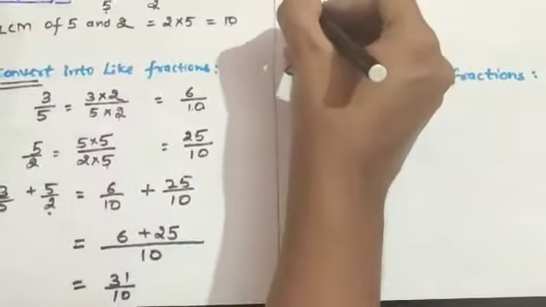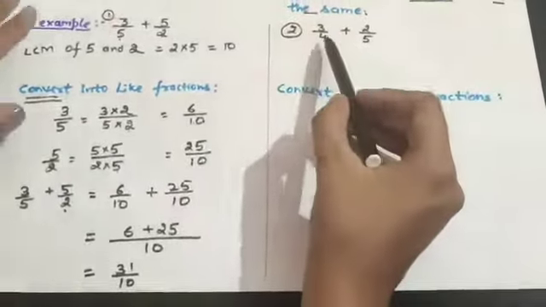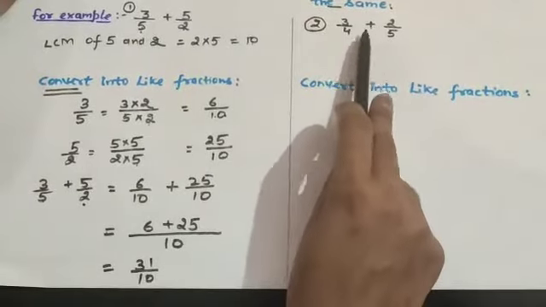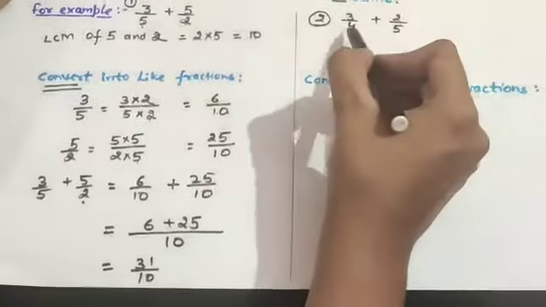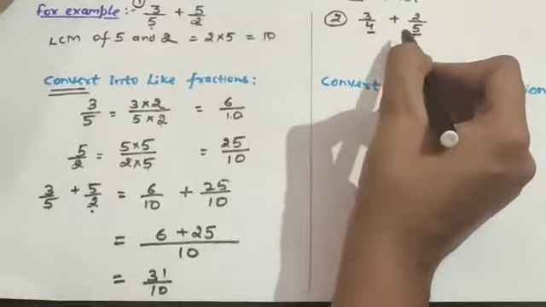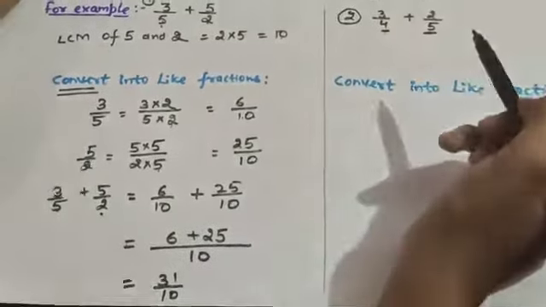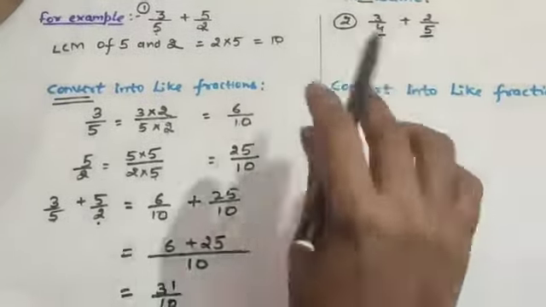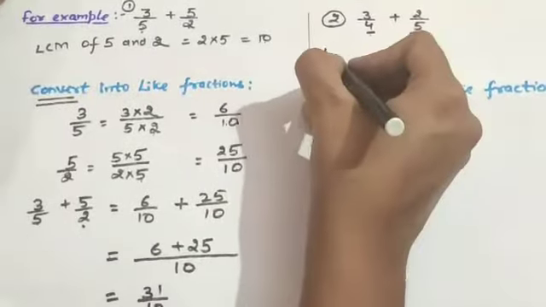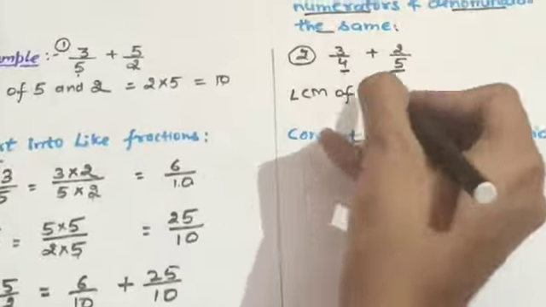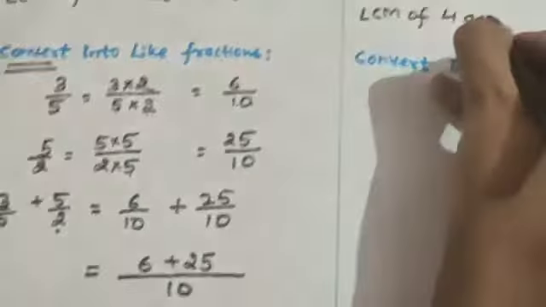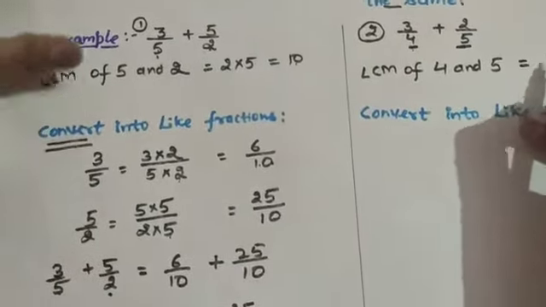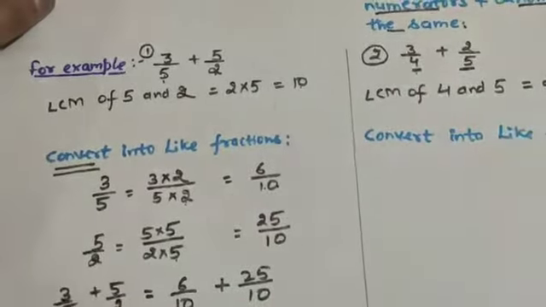Now let us look at the second example also. You have to add 3 by 4 plus 2 by 5. These two fractions are unlike fractions because they have different denominators, 4 and 5. So we have to convert them into like fractions. Before converting, we first take the LCM of the denominators. The denominators are 4 and 5. So the LCM of 4 and 5 comes out to be 20.